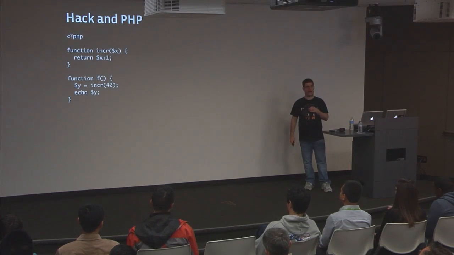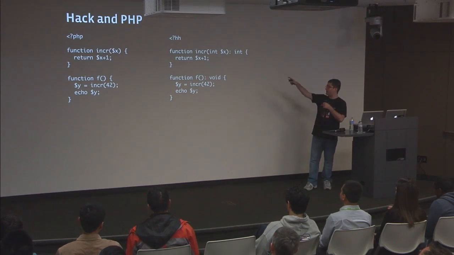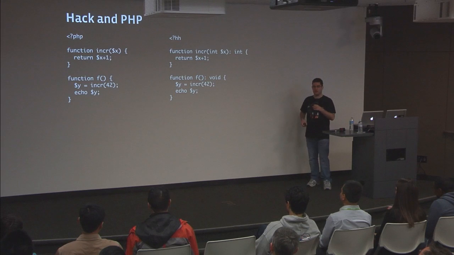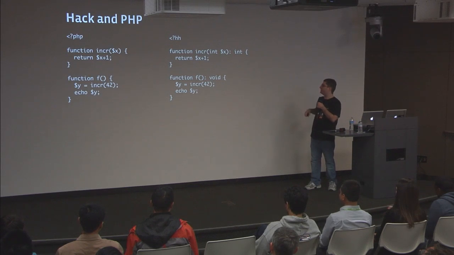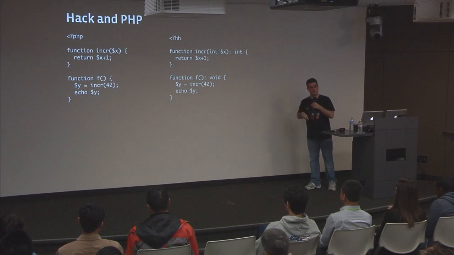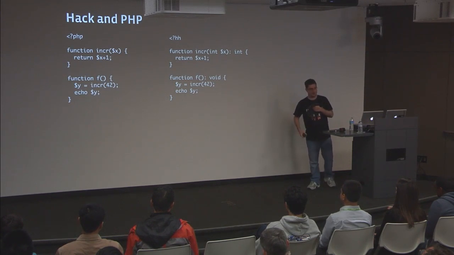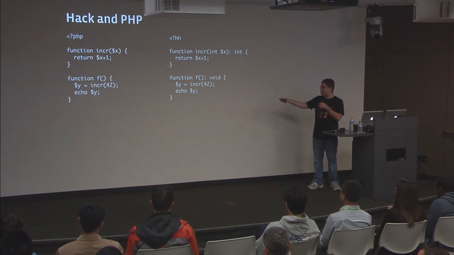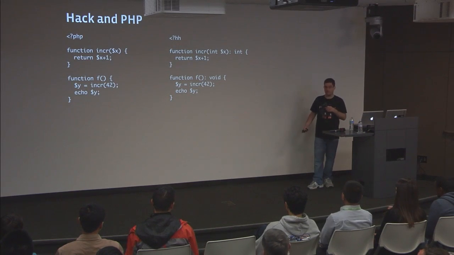Here's what the corresponding Hack code looks like. I've changed the opening tag from <?php to <?hh to indicate that this is a Hack script instead of a PHP script. There's also a couple of extras here. I have the integer type annotations. The increment function takes an int and returns an int, and the function f returns void. But the main syntax of the language hasn't really changed. Hack is a dialect of PHP. It was developed out of PHP, and so most of the syntax of the language is identical. If you know PHP, you're going to know Hack.